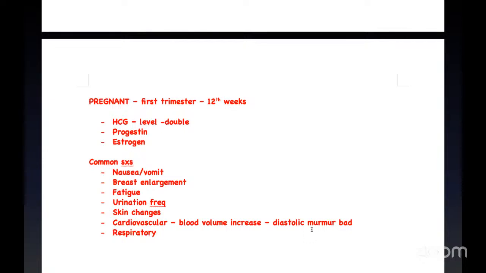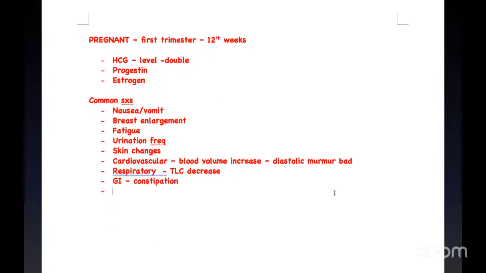As the uterus gets bigger, it pushes the diaphragm, so the total lung capacity is going to decrease, and she will be a little bit tachypneic. The GI, well, this is all common. We're going to have constipation. Don't worry about it. These are all normal findings you should expect.